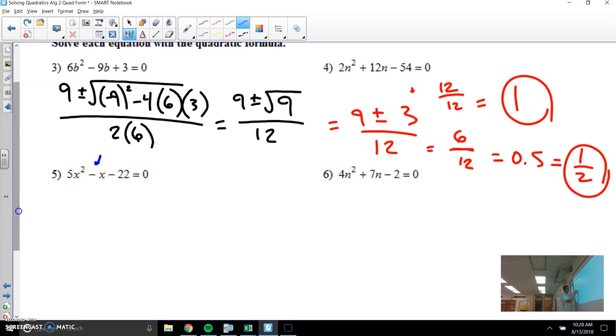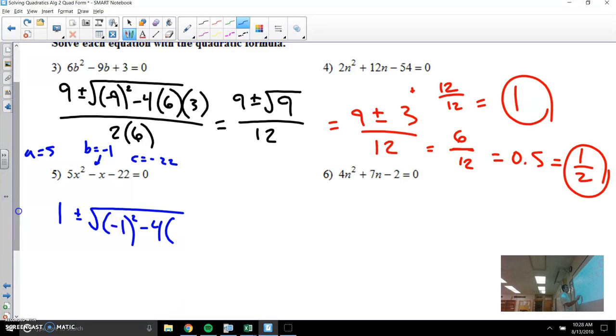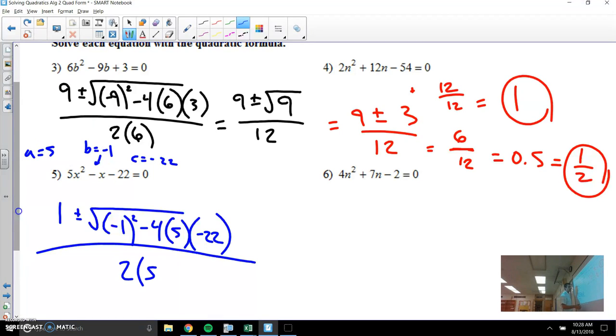When you see this right here, this means that b, or whatever that value is, it's really -1. That's a -1. Don't put x in the formula. The formula should only contain numbers, no variables. So we've got a is 5. We also have c to be -22. So here we go. Negative b, -1, +1, plus minus the square root of -1 squared. That's our b squared, minus 4 times a times c. All of that is being divided by 2a, or 2 times 5.